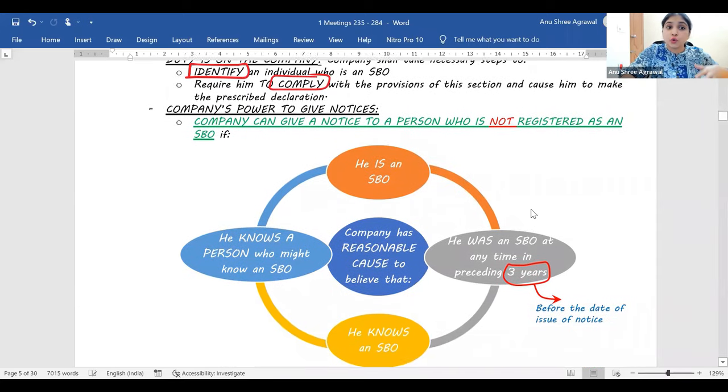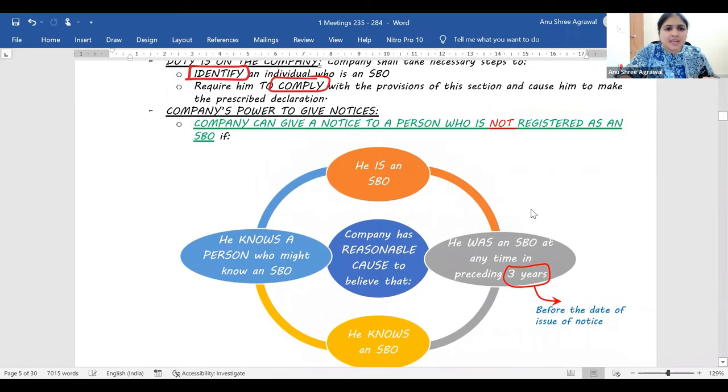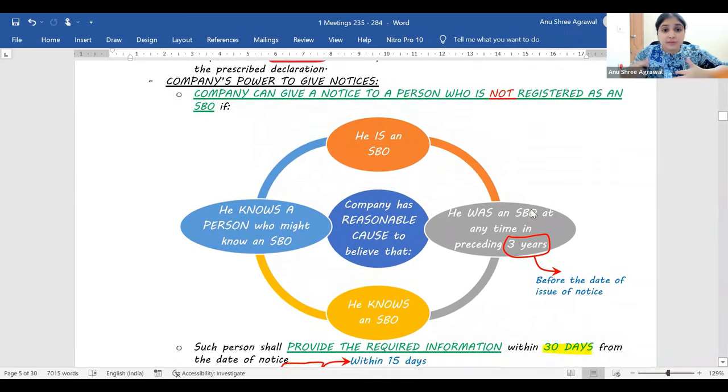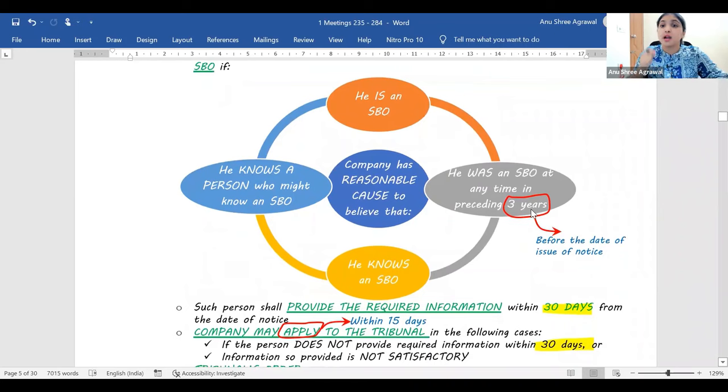So to identify SBO, company needs information. To get information, company has to give notice to some people and ask them for information. So to whom will the company give notice? Company can give notice to an SBO. Company can give a notice to a person who was an SBO in the last 3 years. Company can give notice to a person who knows an SBO. Company can give a notice to a person who knows a person who might know an SBO.